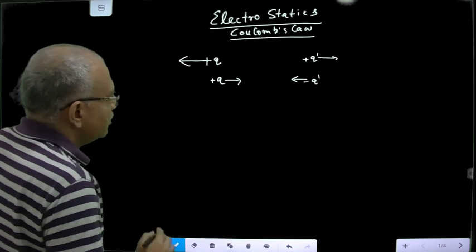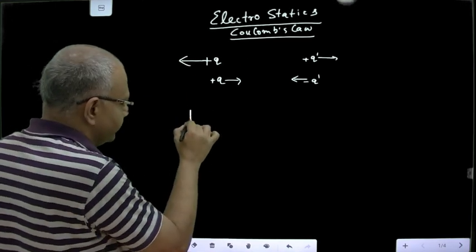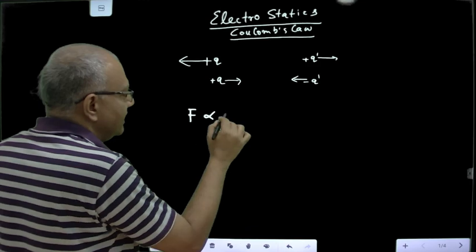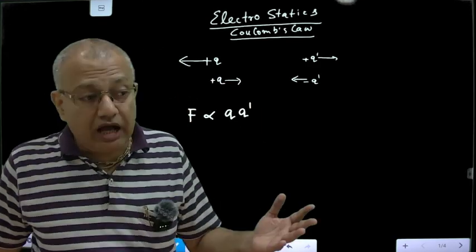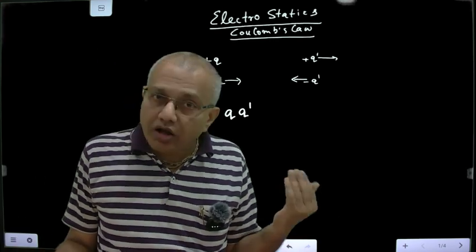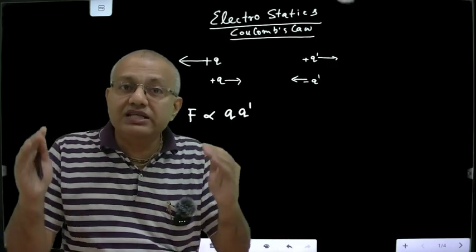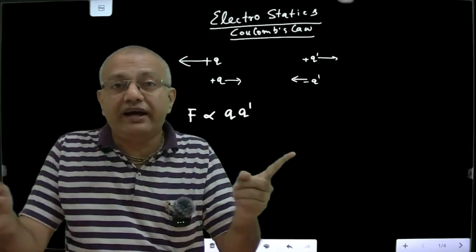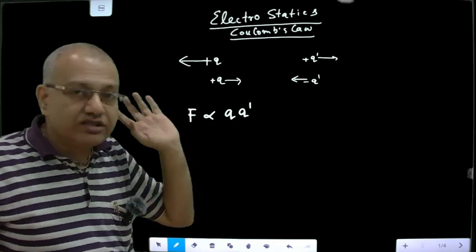So according to Coulomb's law, the interacting force between these two charges, F, that is Coulomb's force, is directly proportional to Q Q dashed. How is it coming? It is an experimental fact. Coulomb was a scientist who did the experiment. He saw that the force of interaction, either attractive or repulsive, is directly proportional to Q Q dashed.